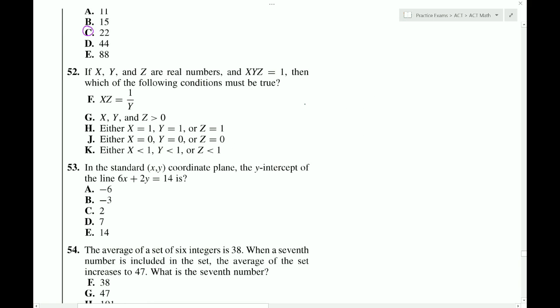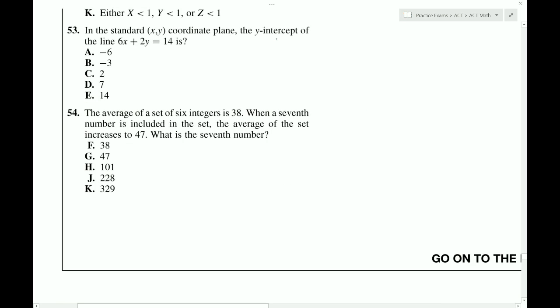x, y, and z are real numbers. xyz equals 1. Then which of the following must be true? Well, xyz equals 1. Right away, I'm thinking about manipulating this equation, moving things around, right? If I move the y to the bottom here, then I get xz, diagonal. xz equals 1 over y, which is the first choice.